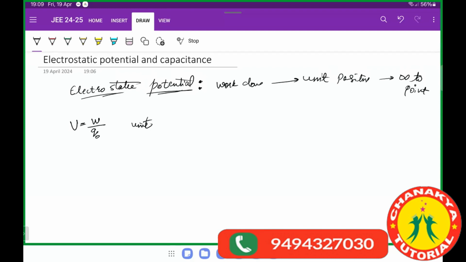But what about here with the formula? What is the other unit? What is the unit of work done? Joules. Joules per coulomb. Or as you said, volt. Now, this will be a scalar quantity because work is scalar, charge is scalar. So it is a scalar quantity.